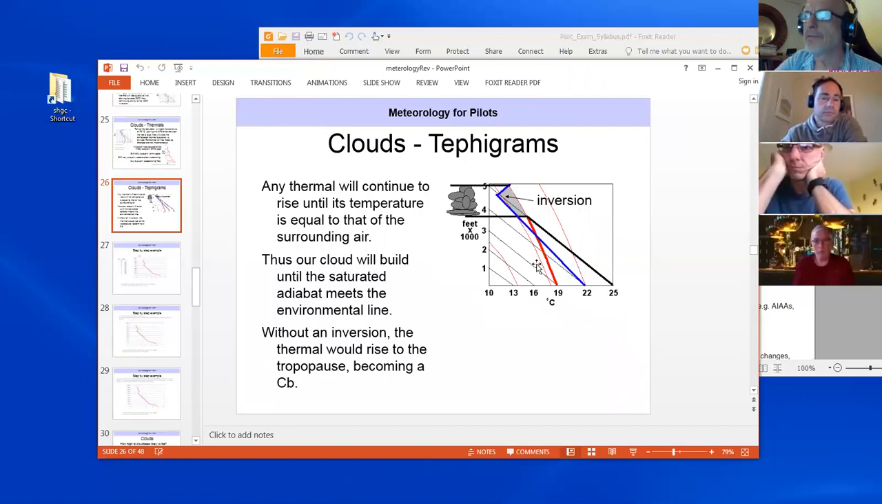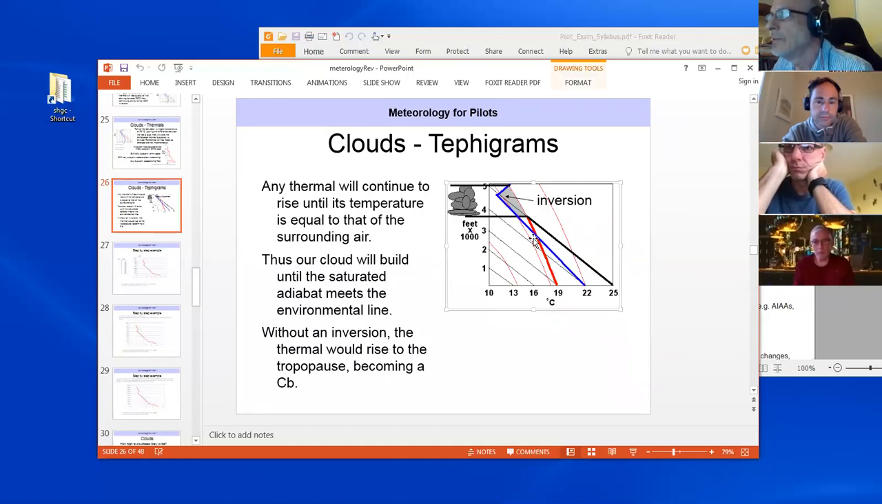Okay. So this diagram I've explained a bit more in the next three, but bear with me on this one. Any thermal will continue to rise if its temperature is equal to that of the surrounding air. So we've got that basic principle. On this diagram, this blue line again is like a snapshot of one of these other ones. So this is our environmental temperature. It goes up, here it's cooling, and then here we get the inversion at about 4,500, 4,600, whatever.